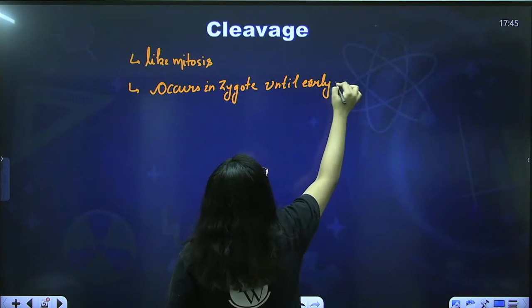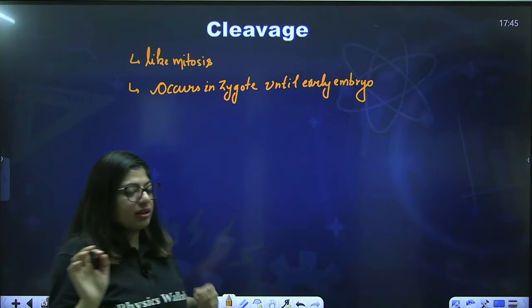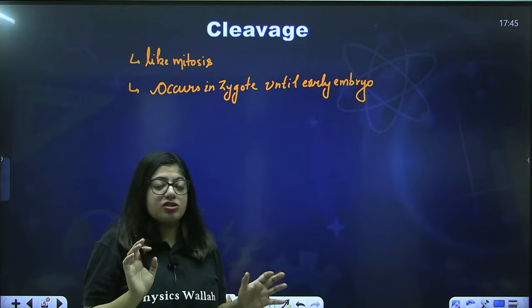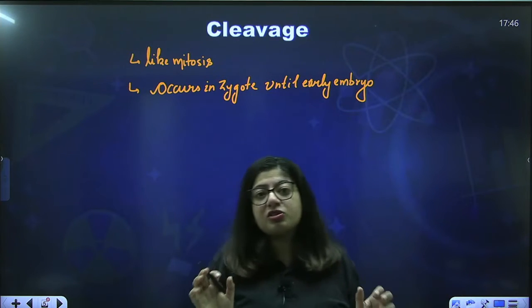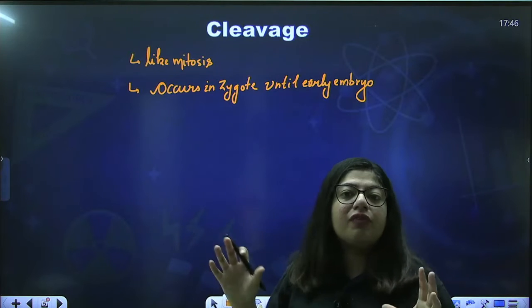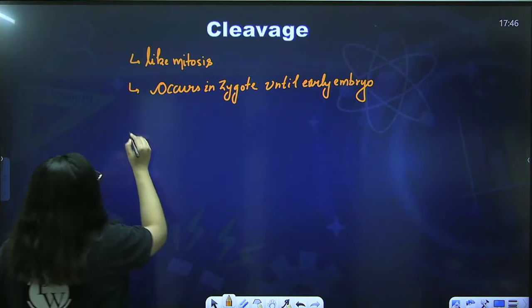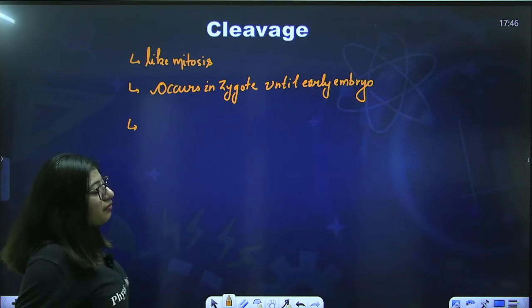Until early embryo. In fact, the cleavage does not go on for the entire gestation period of 9 months. It only occurs at the start of development, right after fertilization, right? Now, what is so special about them? How is it different from mitosis?